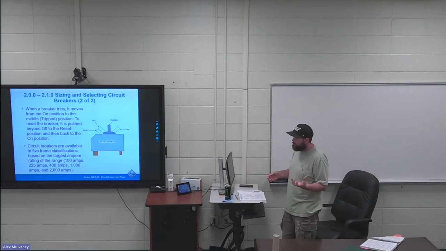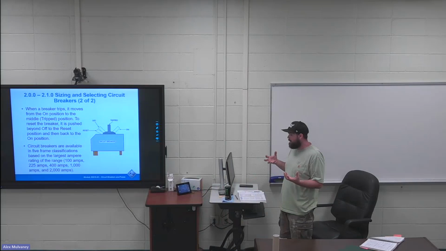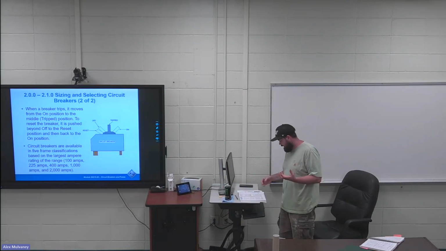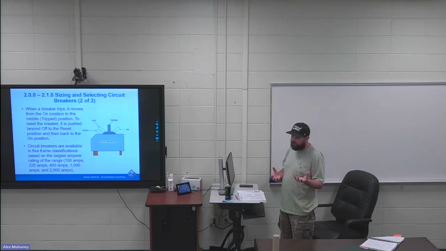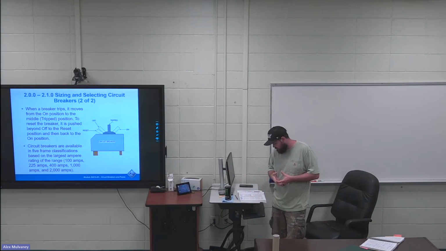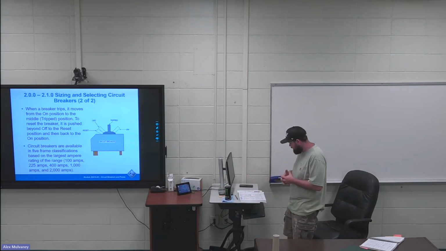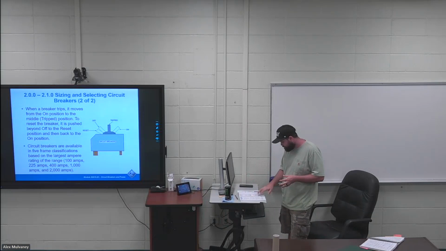So I could have a 15 amp breaker. It's going to be a 100 amp frame size. I've got the 250 to 400 amp bullet point highlighted. So if I have a 250 amp breaker and a 400 amp breaker, they're going to be the same size. They're going to be that 400 amp classification. But any breaker in that size between 250 and 400 is all going to be in that same frame size.